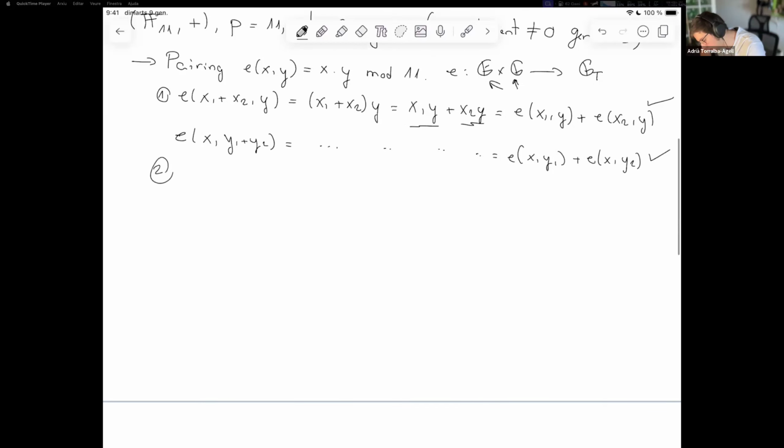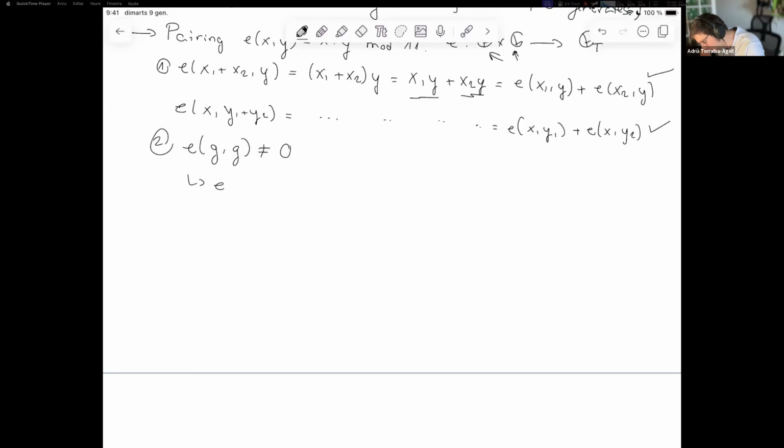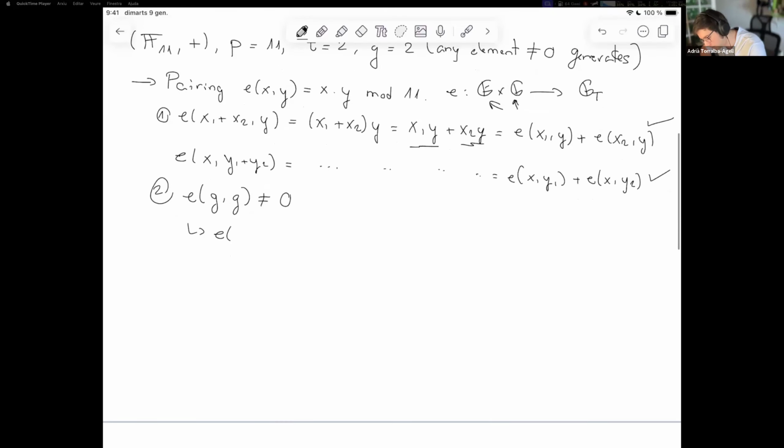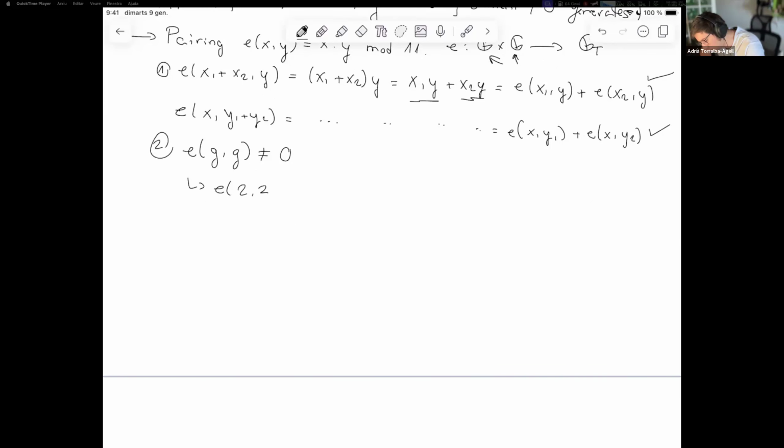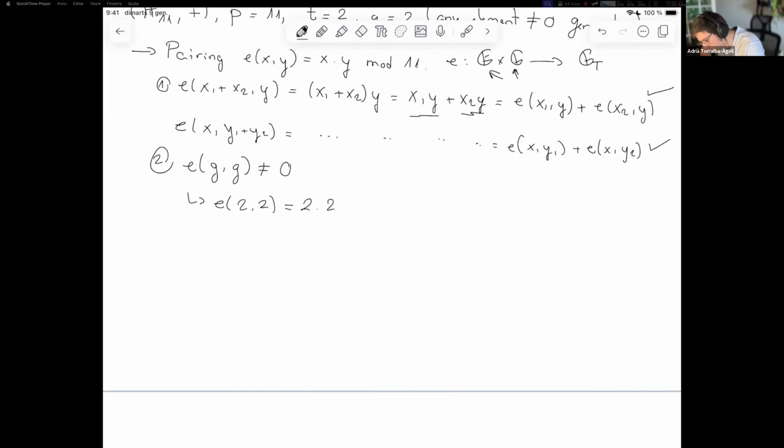So we have like half a pairing, because we have two requirements and we already set up one. Now, the second requirement is that this is non-degenerate. If you remember, this requires that e evaluated at G, G is not 0 in this case, because it's the neutral of the sum. In our case, G is 2, so e of 2, 2 is, by the definition of the pairing, 2 times 2, which is 4, which is not 0 mod 11. So great, we have a pairing.